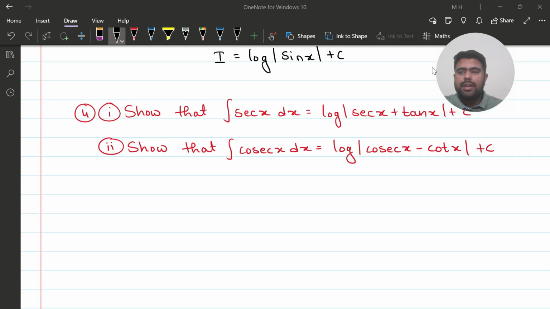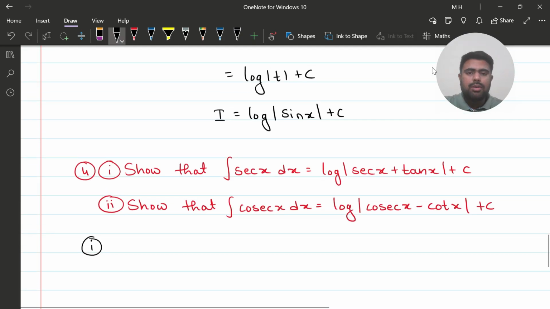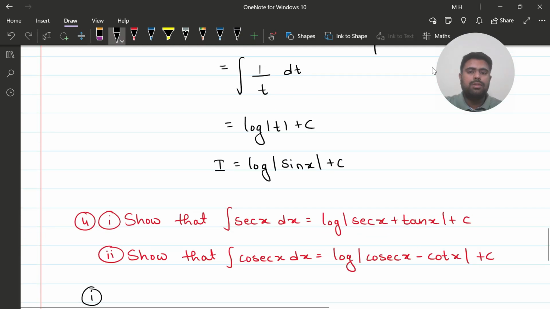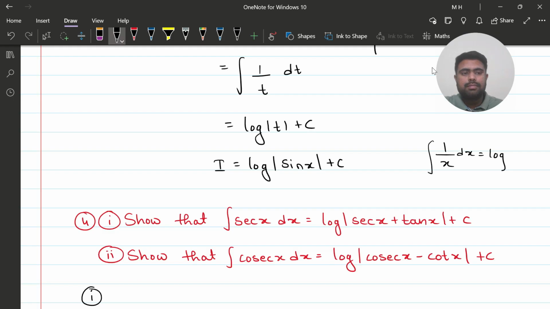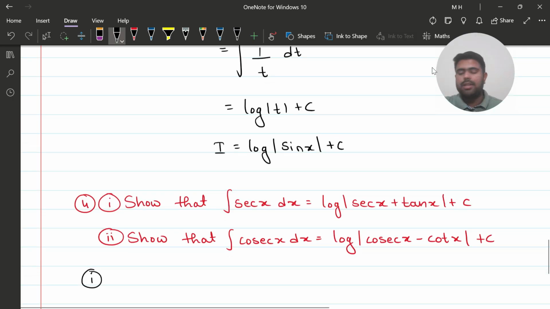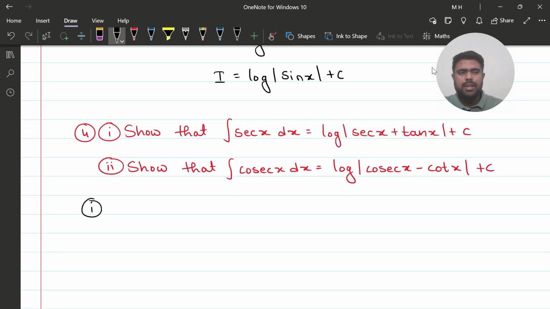I'll consider the first one. If you look at what we have to prove, it is log of something. In the earlier problem we got log sin x. How did it come? Log t from 1 by t. So if I integrate 1 by x, there is a possibility that I get log x. This is what I can understand, right? So if I take what they have asked us to prove into the denominator, somehow I can manage to get it. So shall we do it?